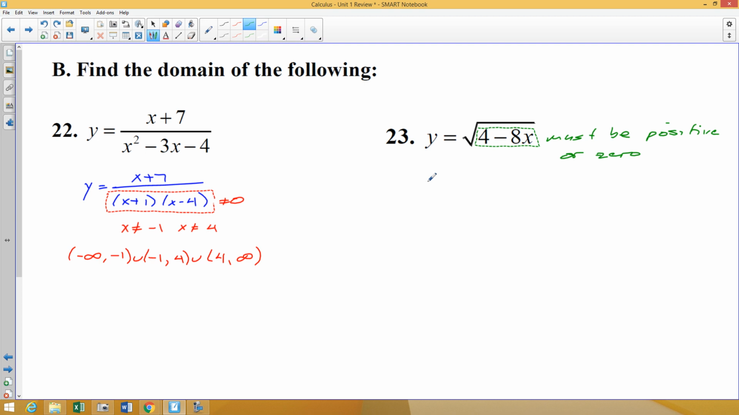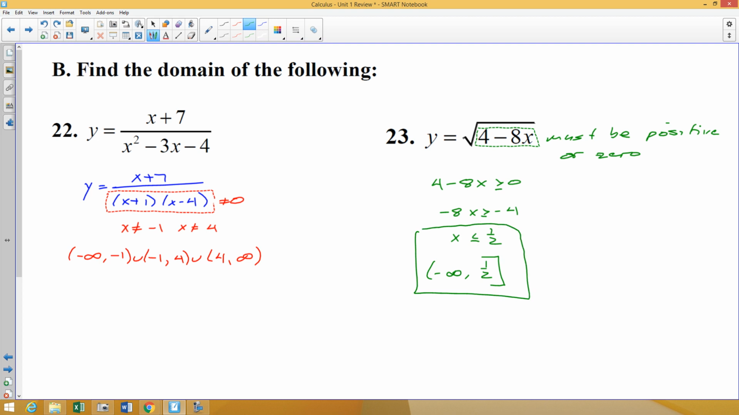The way we figure that out is we set 4 minus 8x greater than or equal to 0, and we solve that inequality. So -8x is greater than or equal to -4, divide by -8, and don't forget that when you divide by a negative, you must change the sign. So you get x less than or equal to 1/2. My domain is everything less than or equal to 1/2, so I'm starting from negative infinity, going all the way up to 1/2, but no greater. And I can equal 1/2, so I will bracket 1/2.